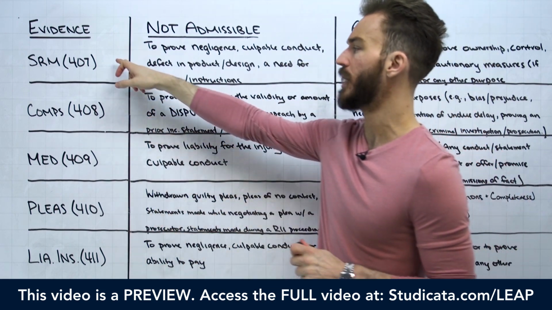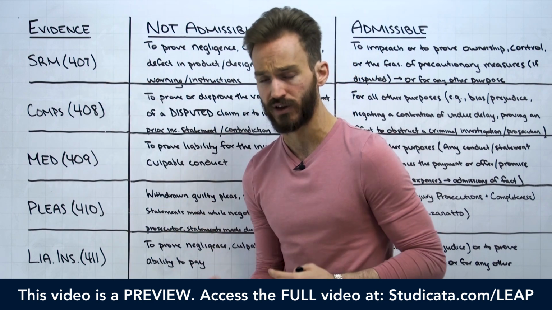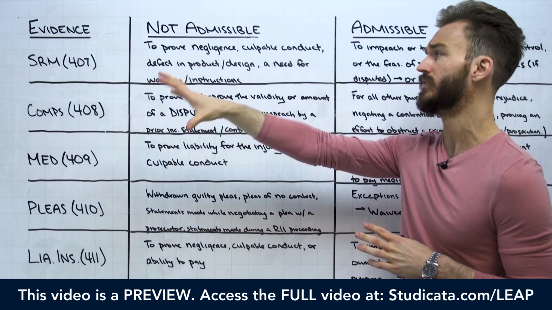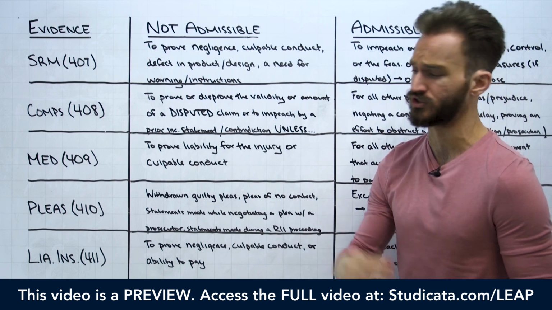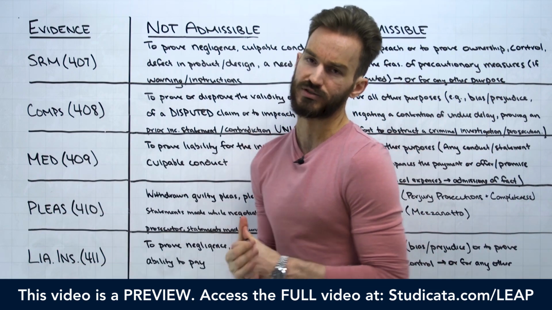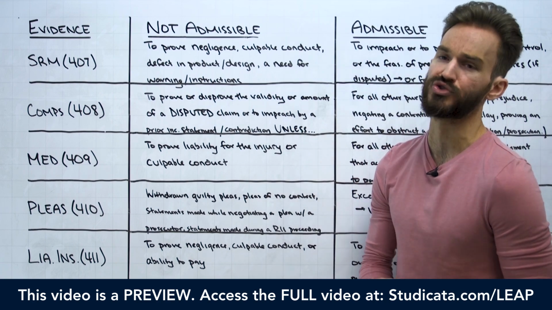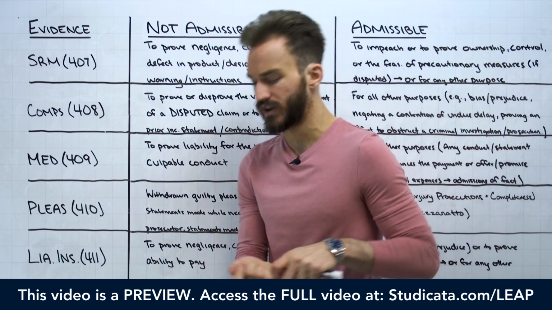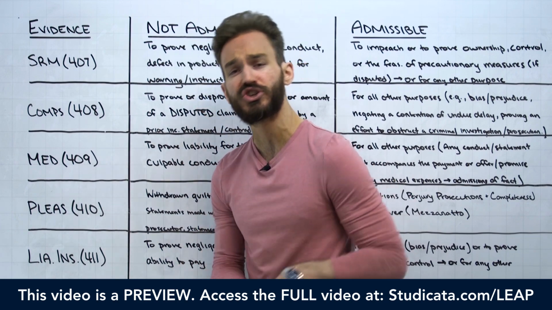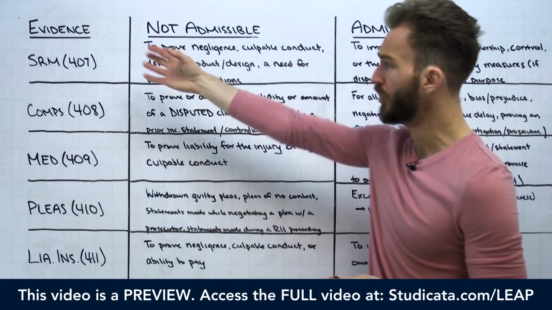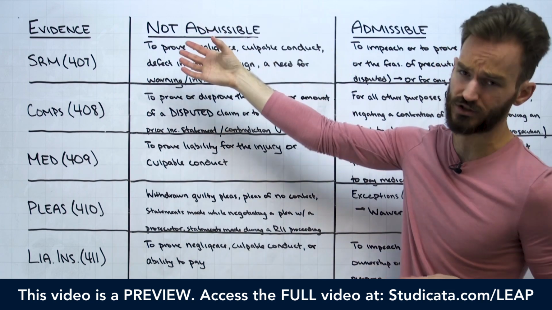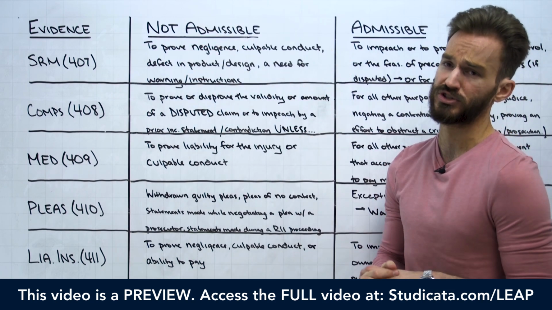So if we have a subsequent remedial measure under 407, our general rule is you can't introduce that to prove negligence or culpable conduct. So in that slip and fall case, if we have somebody squeegeeing away the milk after an injury, you can't introduce evidence of that employee squeegeeing that milk away to prove that the store was negligent, right? You're not going to be able to do that.